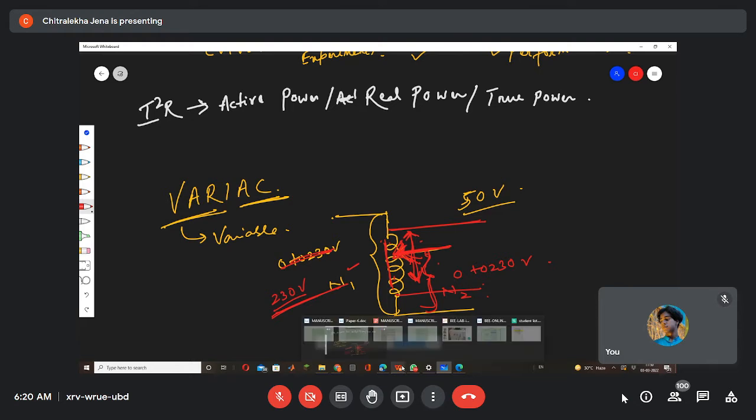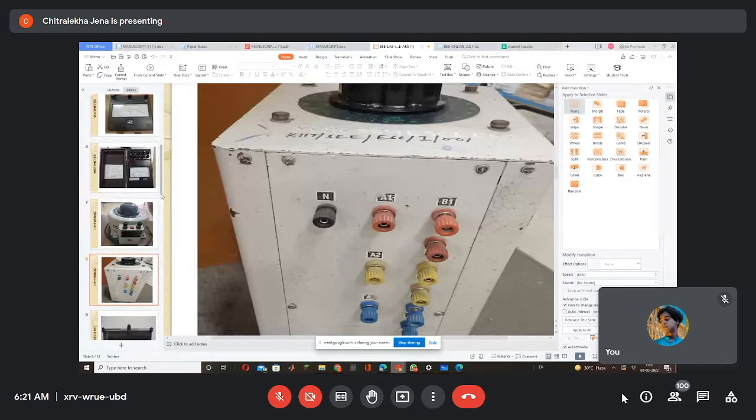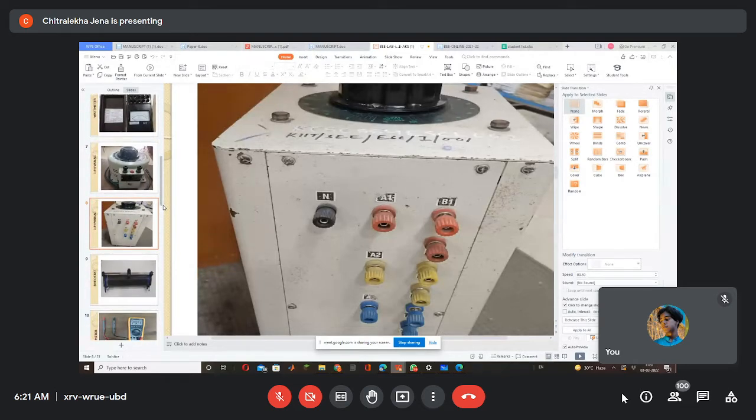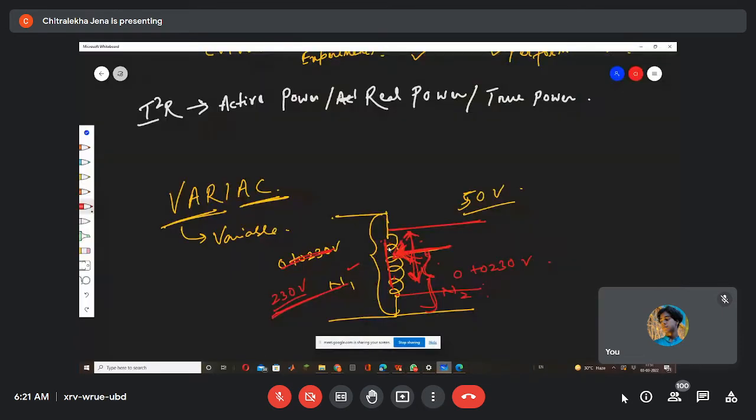Yes, ma'am. Okay. So this is a single phase variac. Ma'am, if we rotate the knob to 260, it cannot be, right? 260 cannot be, because the maximum number of turns is N1. So when N1 number of turns is there, 230 volt is the maximum voltage.